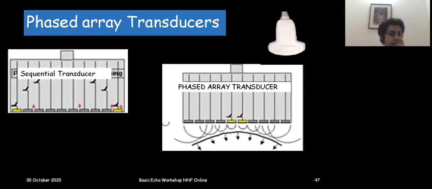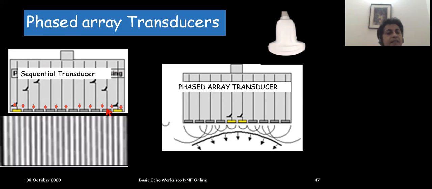Now coming to an important concept of what is a phased array transducer. Originally there were these sequential transducers, as you can see. These little red diamonds are the piezoelectric crystals, and it emits a rectangular beam.